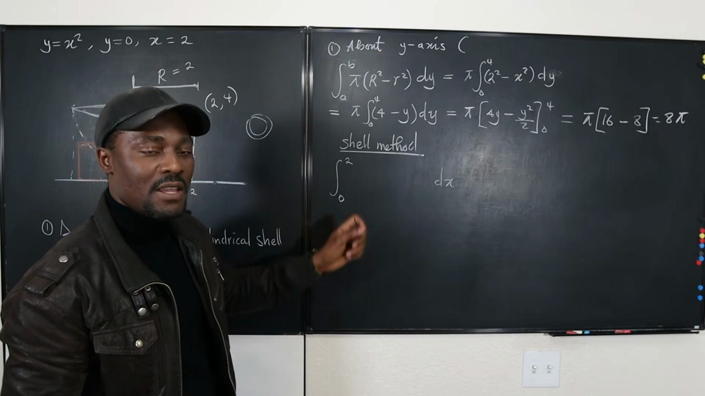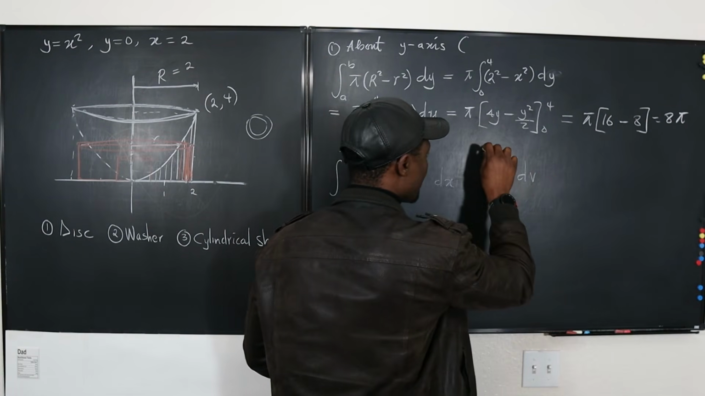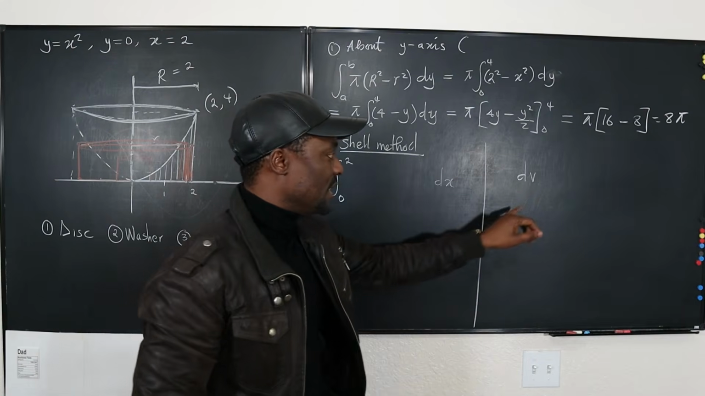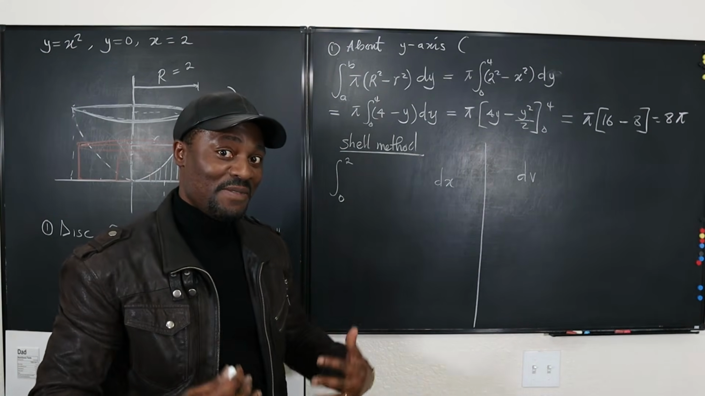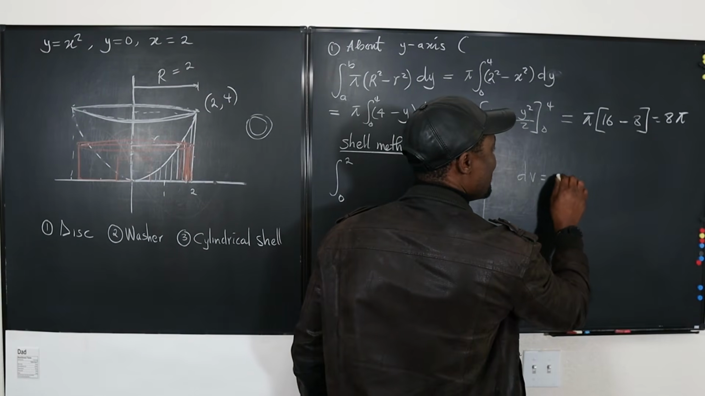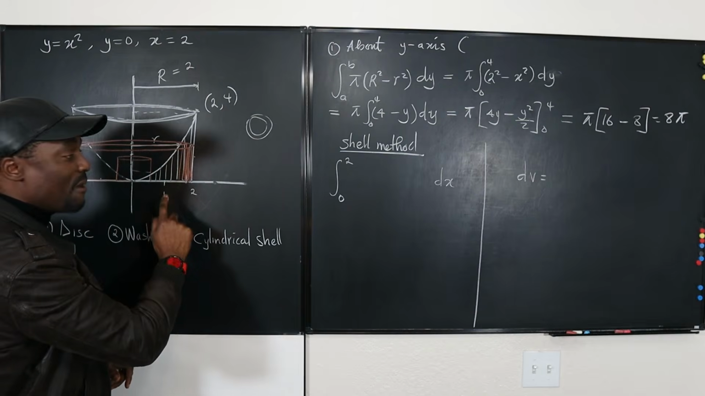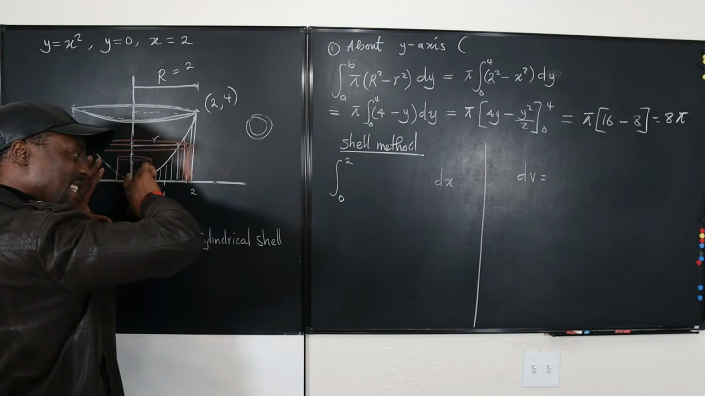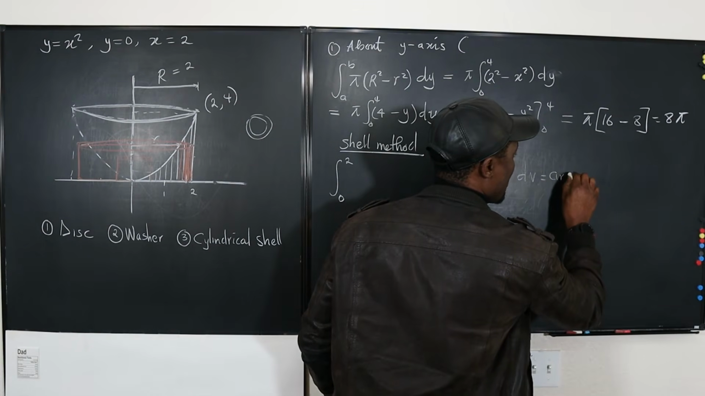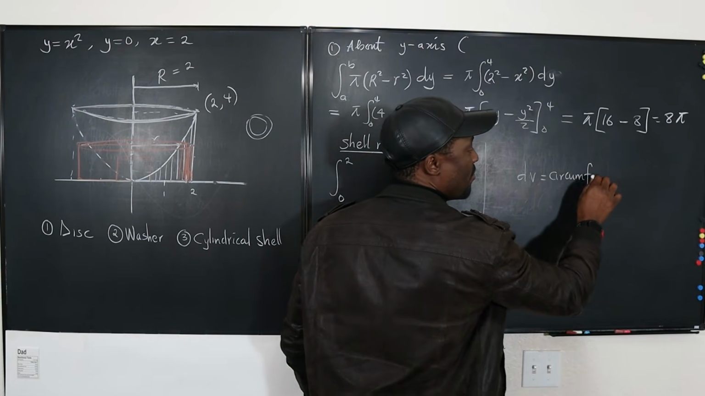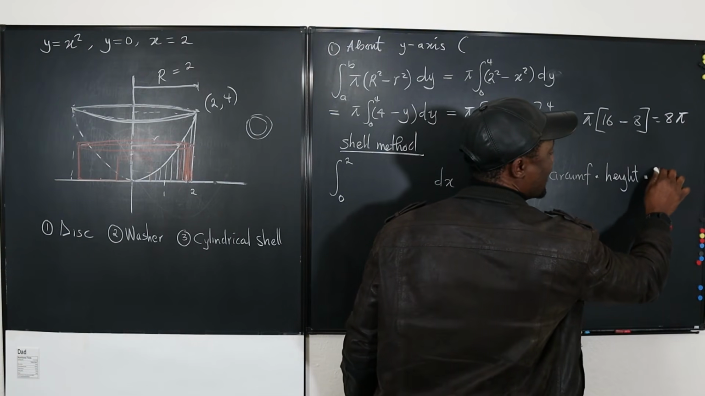What do you need to put in here? Now let's talk about that. I usually like calling it dv. So dv is what I'm going to put in here, because when you integrate dv, you're going to get v. Okay, what is dv? dv is basically the circumference of the cylinder multiplied by the height of the cylinder integrated along the thickness. So it is usually the circumference multiplied by height multiplied by the thickness.